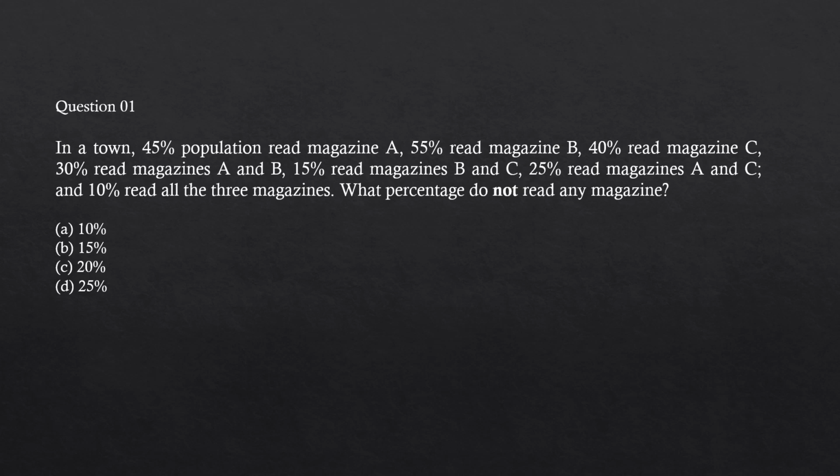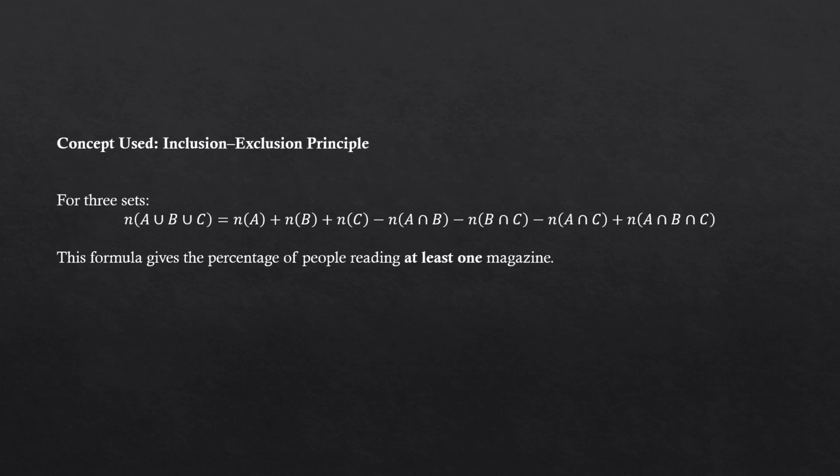So this is clearly visible. This question belongs to set theory or Venn diagram. So we'll solve with the help of one formula which definitely saves your time. To solve this kind of question, we can use the inclusion exclusion principle. There's one formula you can read here. In my previous video, we already covered this concept. Please remember, this formula gives the percentage of people reading at least one magazine. But in the question we have to find the percentage of people who didn't read any magazine, right? So we will see the solution.